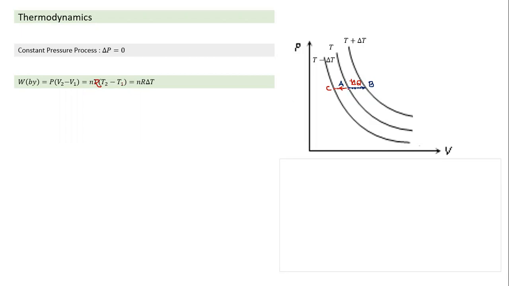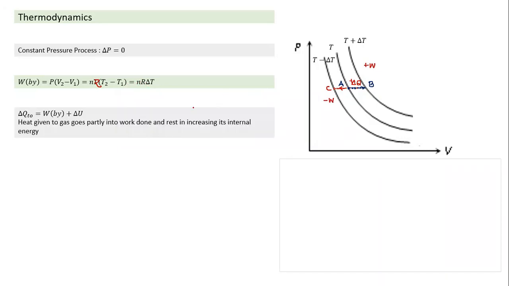So from here to here, what is the work done? If the change is plus delta T, the work done will be equal to nR delta T. And from here, since compression was the case, both cases the work done by the gas are equal in magnitude. Here work done is positive, here work done is negative. A to B, work done is plus W, and A to C, work done is minus W. And that will be equal to nR into delta T. That's work done.